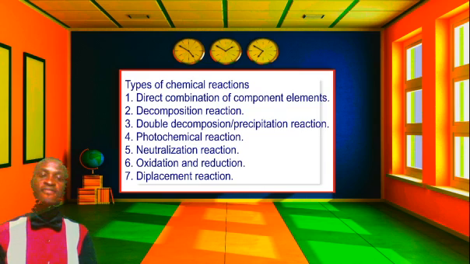Number five, we have neutralization reaction. Neutralization reaction is a reaction between acid and alkali to form salt and water. The acid and the alkali cancel each other to form a neutral substance, and that is why the reaction is referred to as neutralization reaction.